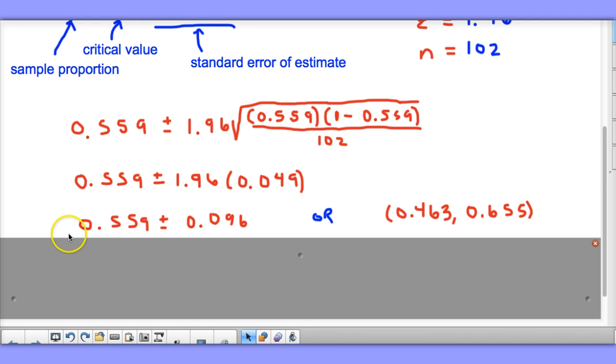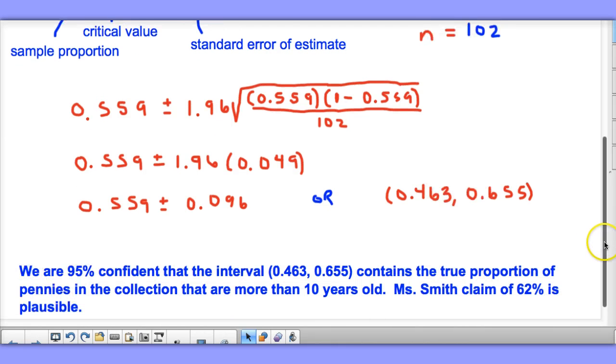And my confidence interval is 0.559 plus or minus 0.096. If we add and subtract the margin of error, that's what this is referred to as, the margin of error, to our sample proportion, we'll actually get this lower bound and this upper bound for our interval.